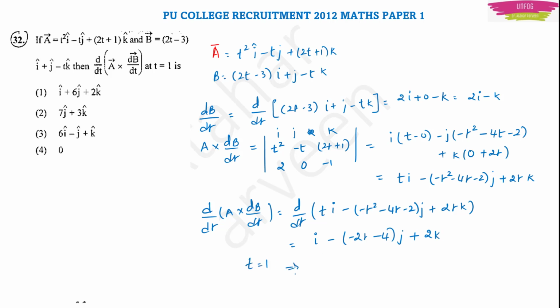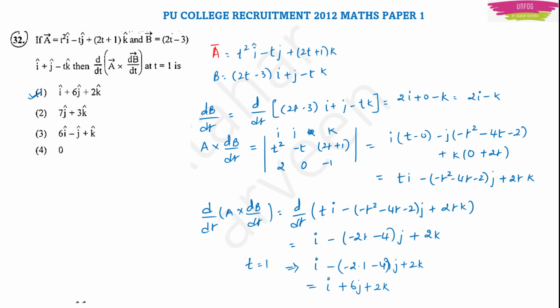So at t is equal to 1 you will have i minus 2 into 1 minus 4 into j plus 2k. This will be equal to i minus 6, minus of minus will be plus 6j plus 2k. i plus 6j plus 2k. Option 1 is the right answer.